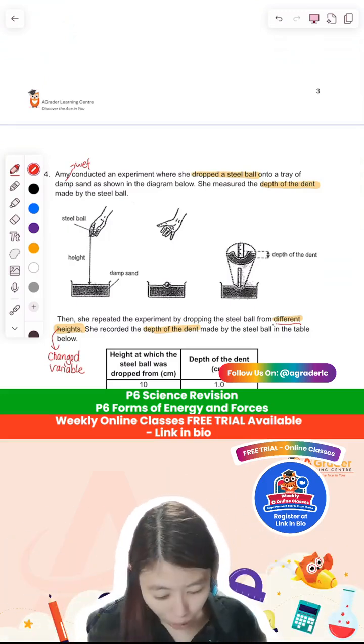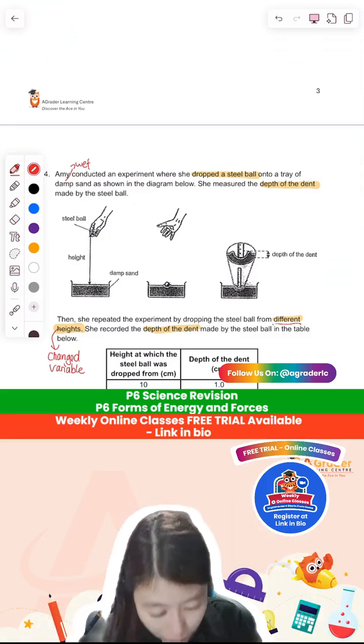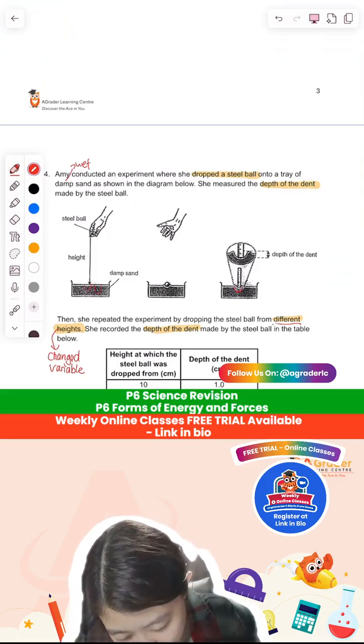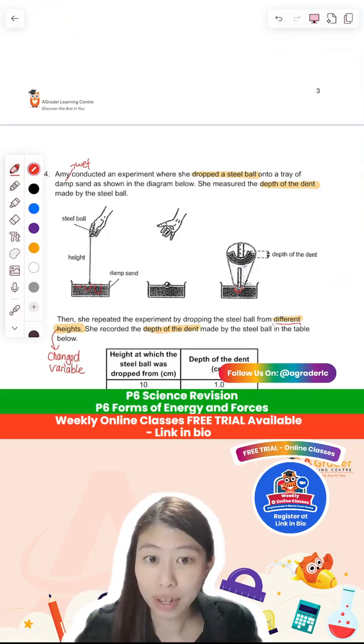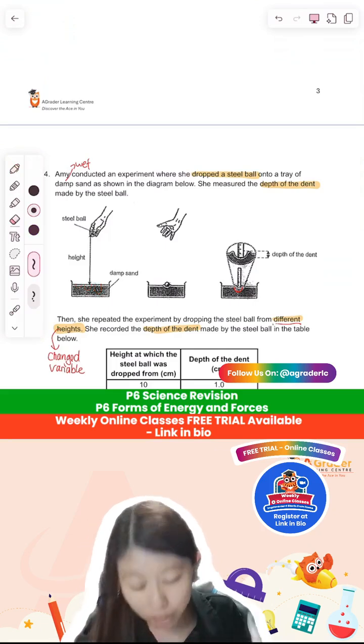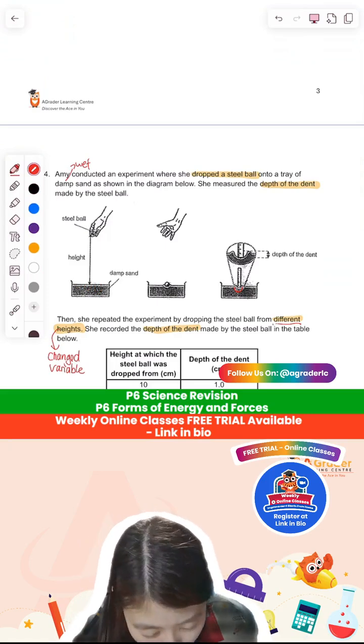Yes, it's the depth of the sand. That means how deep did it go into, like this. Either it goes very deep or just a shallow depth. Basically depth means how deep did it go into the sand. So this is my measured variable.